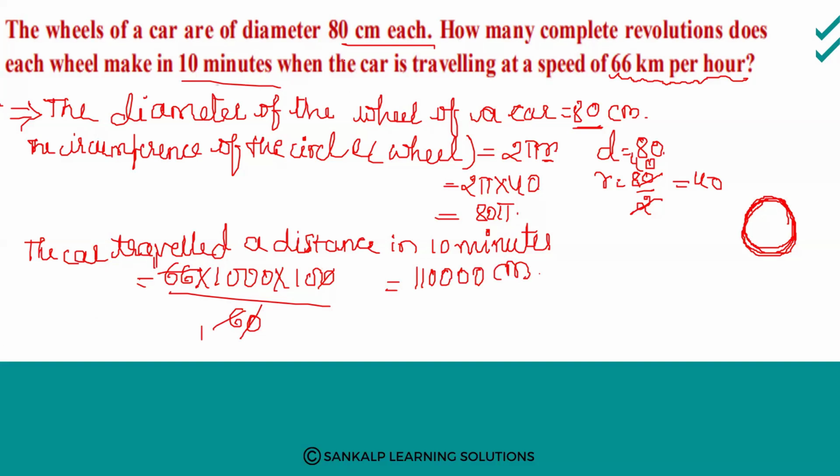Next, how many complete revolutions? That means number of revolutions we need to calculate here. So the number of revolutions is equal to distance. How do we calculate the number of revolutions? Distance traveled divided by circumference. Distance traveled, how much distance it has traveled, divided by circumference.